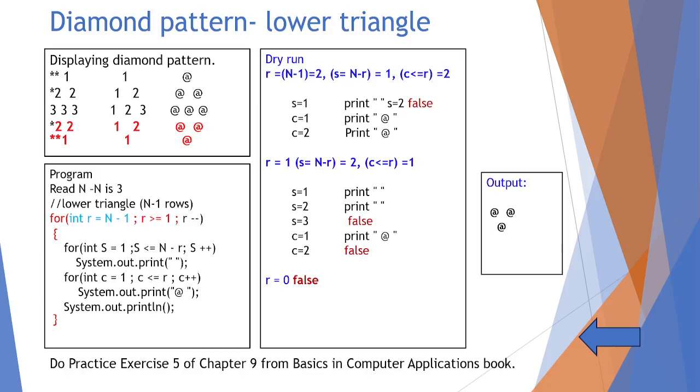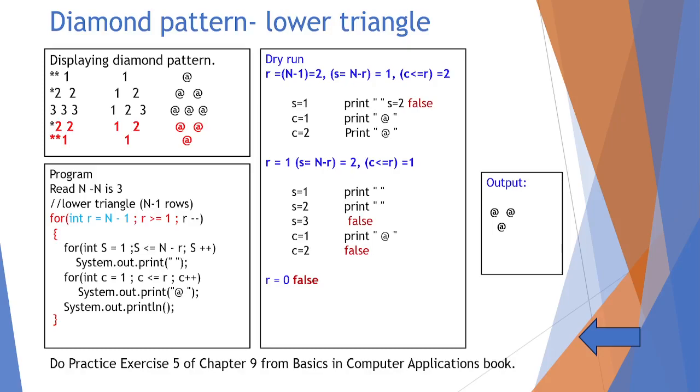Now s is equal to 1, s less than or equal to n minus r. N minus r means 3 minus the current r, which is 2. So n minus r will be 1. That is 3 minus 2 is 1. C should be less than or equal to r, that is 2 times. That means in the first row of the lower triangle, only one space, S is 1, and columns should be 2, which is happening here because of this code.